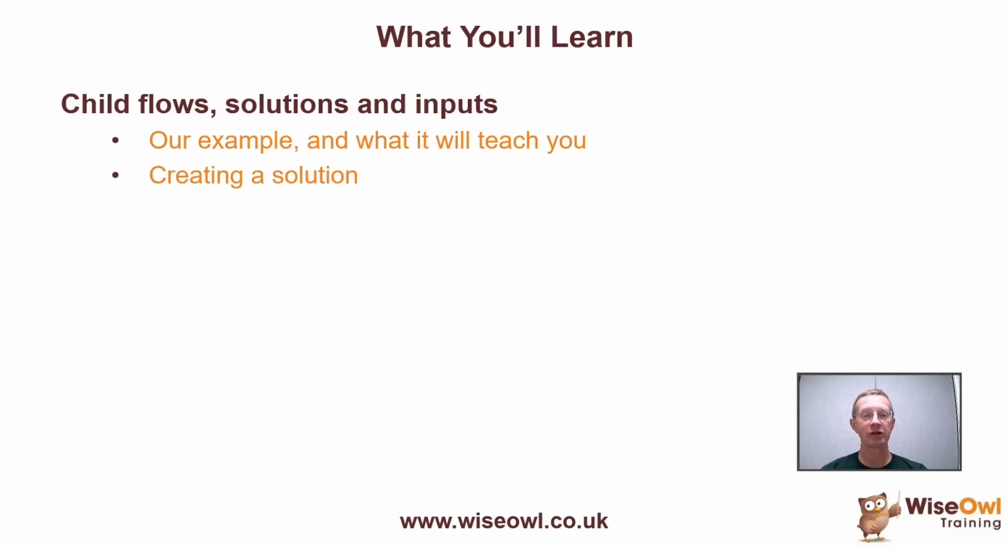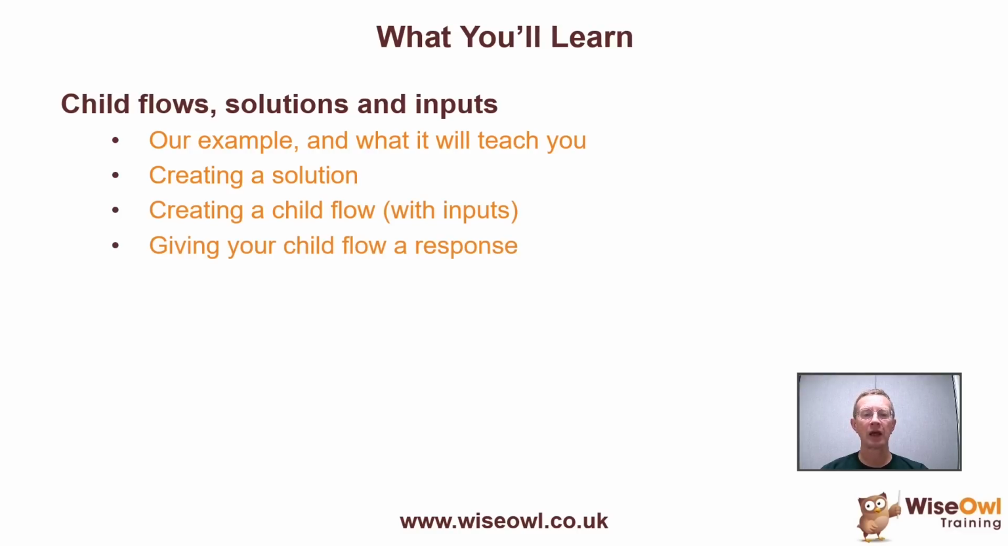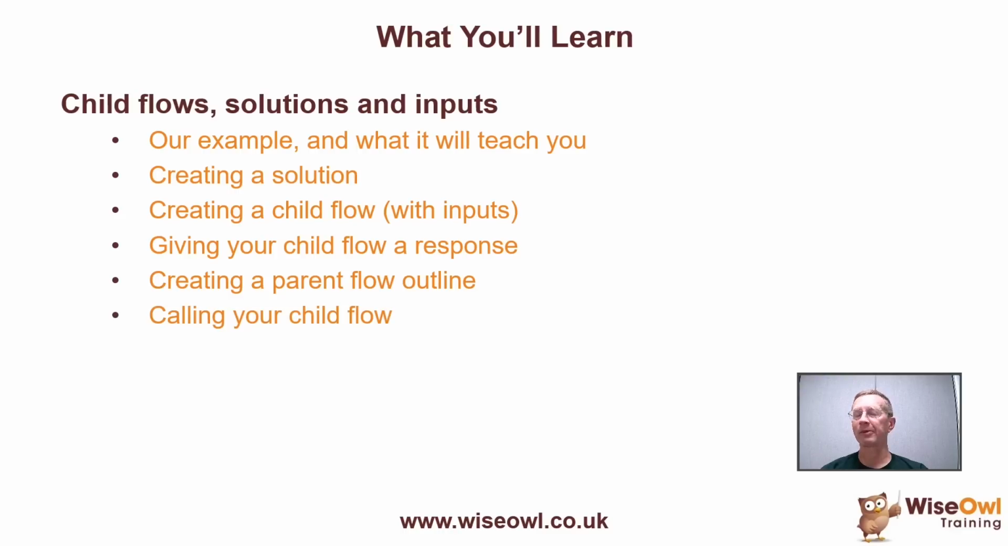Then we'll create a solution, which you'll need in order to call a child flow. We'll create a child flow and I'll show how to pass inputs to it and what that means. Then we'll give the child flow a response, so it passes something back to the parent flow. What we'll then do is create the outline of the parent flow, the flow which will contain an error. And then we'll call the error trapping routine, the child flow.